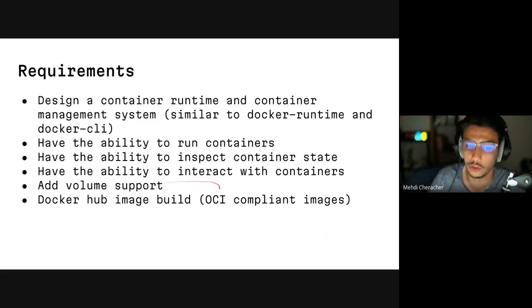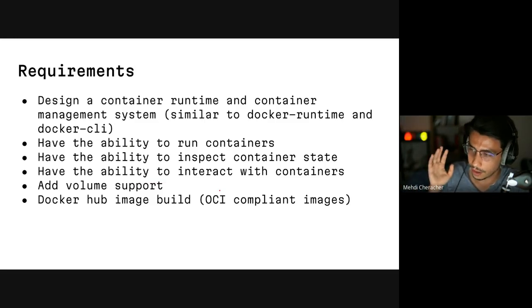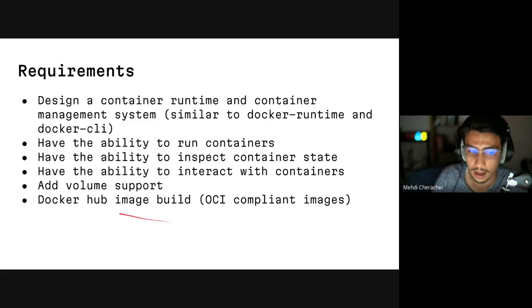We want to add volume support. I want to be able to mount directories onto the Docker container itself. Ideally, we would also want to build the image for the init file system from Docker Hub images or any OCI compliant images. So these are the basic features that you want to have in the cohort project.